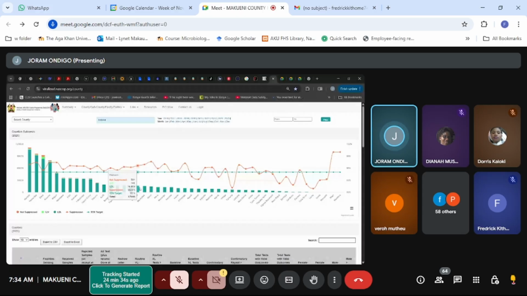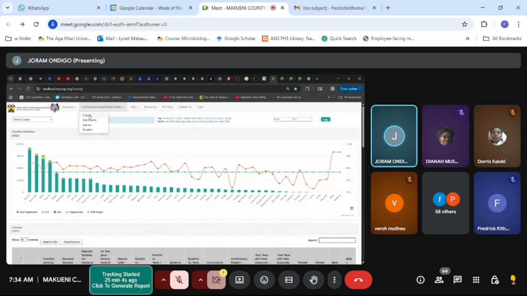Then, of course, Machakos, your closest neighbor, 16,462 with a suppression of 96.9. So we are doing well with suppression and all that. But that is just giving you an overview of the whole region as we go along. The numbers are not there for Tana River, Garissa, Samburu, and all. So that's all.